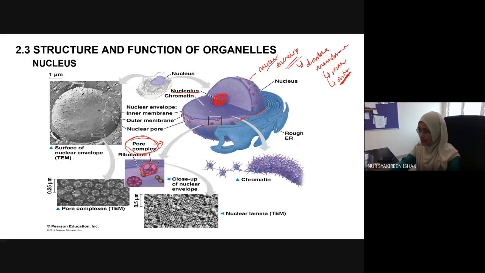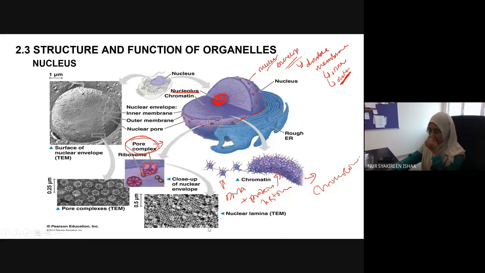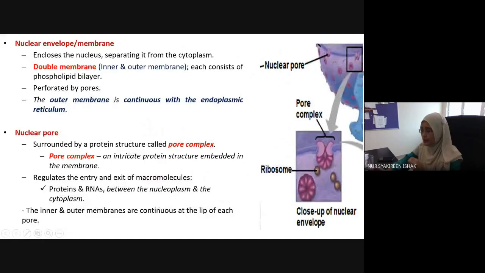Outside of it, the rest you have the chromatin. So chromatin is composed of DNA plus the protein histone. They bind together to form the chromatin, and then from chromatin to chromosome. Okay, so each structure kita tengok satu-satu.